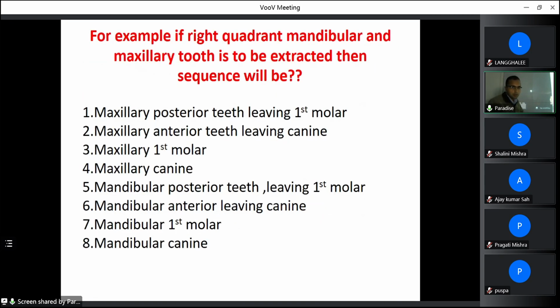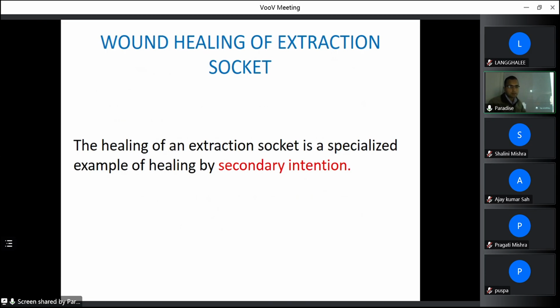For example, if right quadrant mandibular and maxillary teeth are to be extracted, then the sequence will be maxillary posterior teeth leaving the first molar, maxillary anterior teeth leaving the canine, then maxillary first molar, then maxillary canine, followed by mandibular teeth: mandibular posterior teeth leaving the first molar, mandibular anterior leaving the canine, mandibular first molar, and mandibular canine.